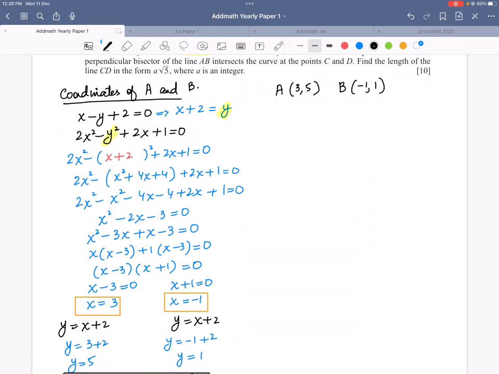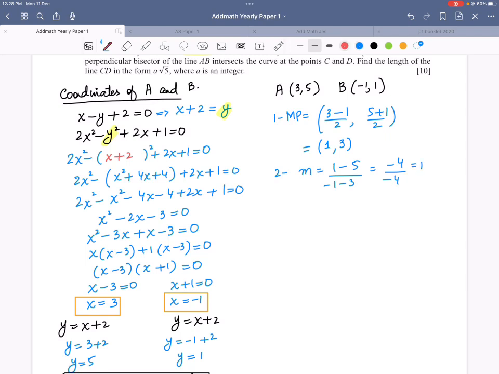To find the equation of the perpendicular bisector, the first step is to find the midpoint. The working formula is (x1 plus x2) divided by 2, (y1 plus y2) divided by 2. 3 minus 1 is 2, over 2 is 1. 5 plus 1 is 6, upon 2 is 3. That is the midpoint. The second step is to find the gradient, which is y2 minus y1 over x2 minus x1. So 1 minus 5 is negative 4, over 1 minus 3, which is negative 2... you get 1.